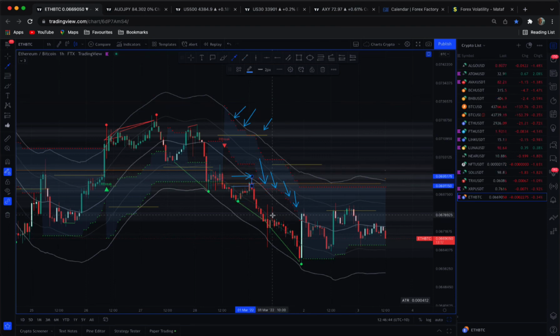With our strategy, we generally don't work off other targets. You can if you want to, but we just simply trail the price following the dots, these dots here.